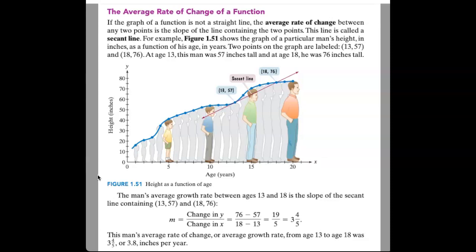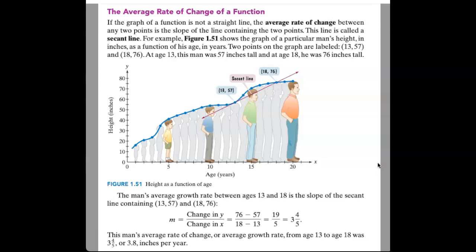So let's read. If the graph of a function is not a straight line, the average rate of change between any 2 points is the slope of the line containing the 2 points. This line is called a secant line, and we can see this in this particular figure. This graph is the graph of a particular man's height in inches as a function of his age in years. 2 points on the graph are labeled. So we have one here at 13 years of age and one here at 18 years of age.